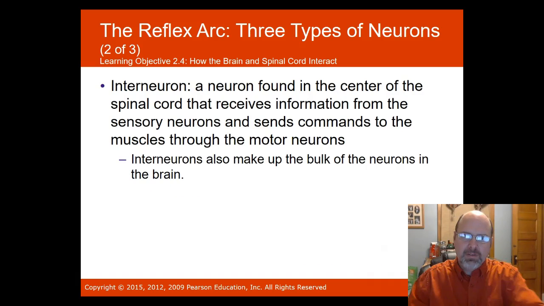Now, an interneuron is a neuron found in the center of the spinal cord that receives information from the sensory neurons and sends commands to the muscles through the motor neurons. Interneurons make up a bulk of the neurons in the brain as well.